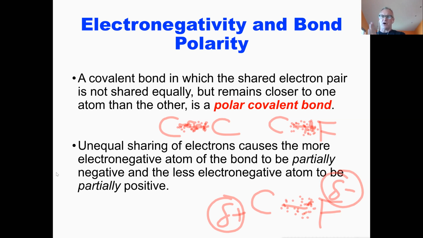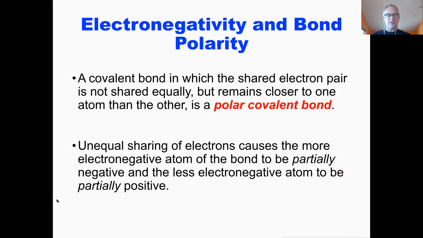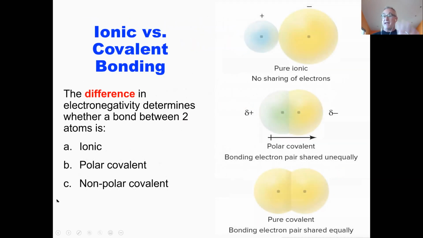It's not a full charge. It's not like it steals the pair of electrons completely and takes them all the way away from carbon. Like the more popular stepdad, it keeps those electrons a little closer to it and a little further away from the carbon. So it's slightly negative, not completely, okay? And so these are the different kinds of bonds we get based on that.